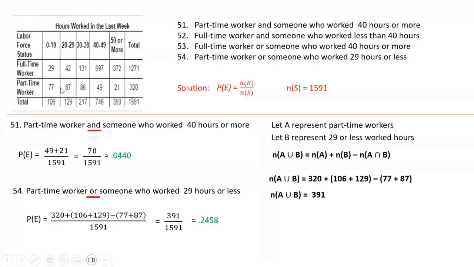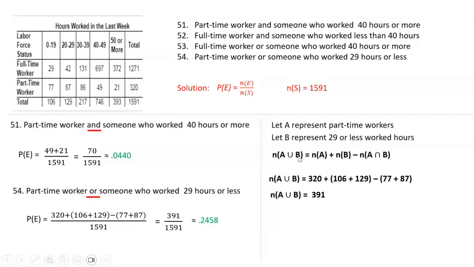But the 77 and the 87, I don't count it twice. Why? Because they already counted here as part-time workers. So what do I do? What I do, I'm going to add the 320 plus the 29 and the 42, and that'll be my answer. You see, 29 plus 42 plus 320 will give you 391. This is doing it without using the formula.